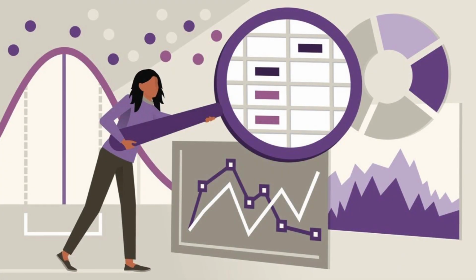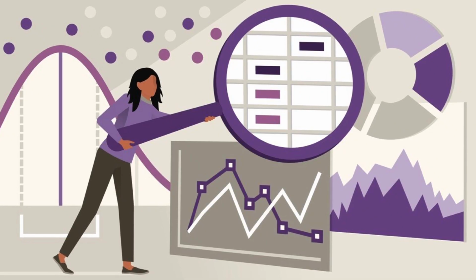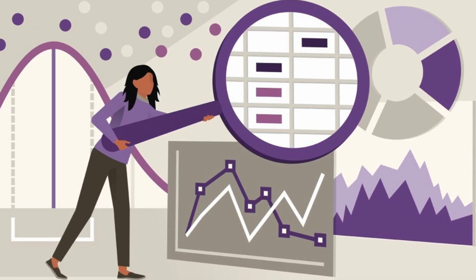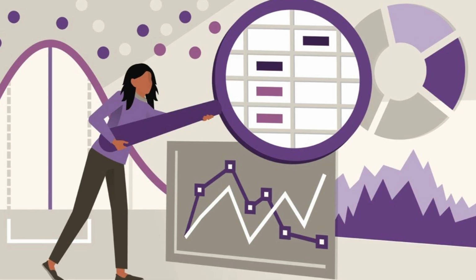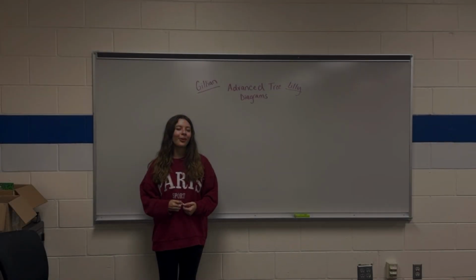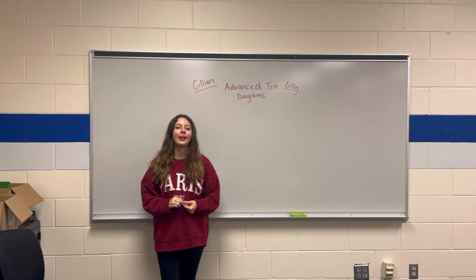In this video, we will talk about what advanced tree diagrams are and how they work by using an example AP problem on which age groups like to listen to country music. Advanced tree diagrams are covered in Unit 4, which will account for 10 to 20% of the AP exam, so knowing how to solve these problems is important. We're doing our project on advanced tree diagrams.